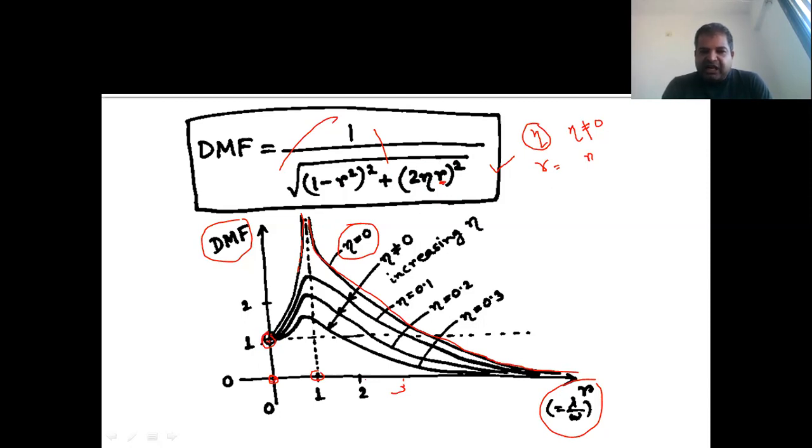So for all eta, this value remains the same, because my graph is going to start from 1 for this particular case. But for other cases, like if I put r is equal to 1, eta is equal to 0.1, then you will get certain values. So slowly I'm going to plot it for eta is equal to 0.1, eta is equal to 0.2, eta is equal to 0.3. Then you will get this kind of curve. So this is called the graph between dynamic magnification factor and frequency ratio. Now you know the definition of resonance.